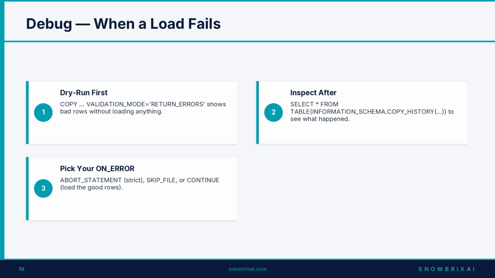And that on error setting we mentioned has 3 modes. Abort statement is strict, it stops on the first bad row. Skip file drops the whole file. And continue loads every good row and just skips the bad ones. Pick the one that matches how forgiving your pipeline can be.